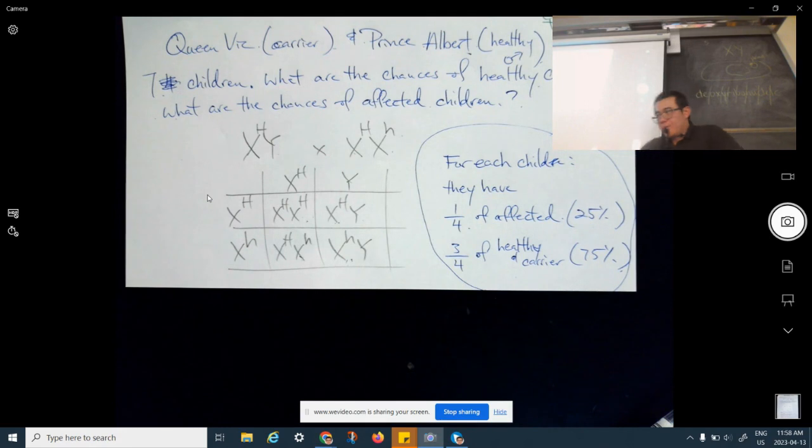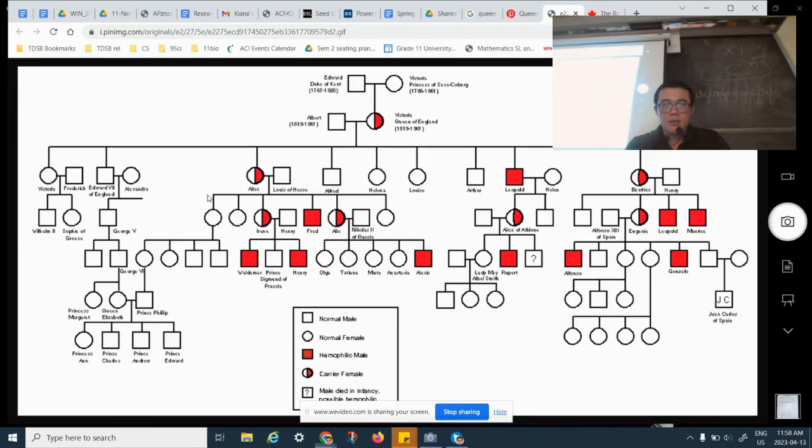So there are some practice questions. Yeah, let's look. 1, 2, 3, 4, 5, 6, 7, 8. Whoa, did I miscount? 1, 2, 3, 4, 5, 6, 7, 8, 9. 9 kids. So it wasn't 7. Out of 9 kids, only one child, Leopold, has hemophilia. Could have 2, or could have more. So actually relatively lucky.